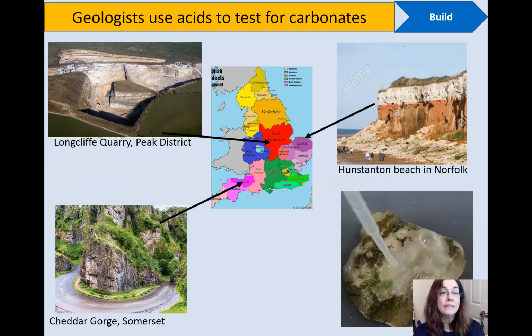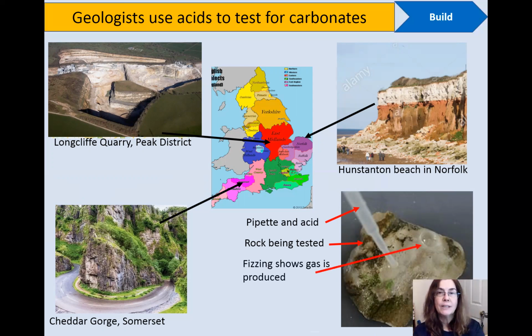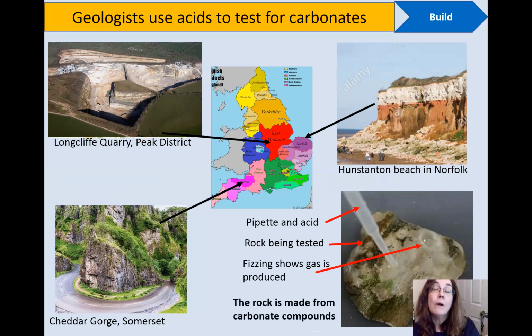So what we've got here is the rock that's being tested. It's got a red arrow on it. This is a pipette, and it's got some acid in, maybe hydrochloric acid or sulfuric acid. And you can see it's been dropped on the rock, and the fizzing shows that a gas is produced. So that fizzing is gas coming through the liquid, and the rock is made from carbonate compounds. So we know because of the fizzing it has to be made of carbonate compounds.